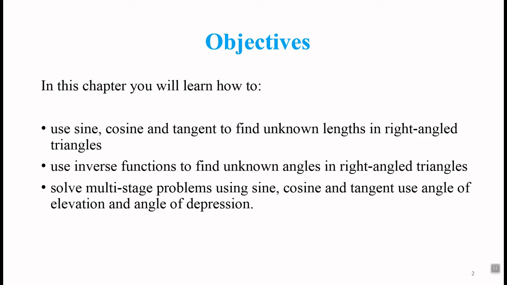Objectives. In this chapter, you will learn how to use sine, cosine and tangent to find unknown lengths in right angle triangles. Use inverse functions to find unknown angles in right angle triangles. Solve multi-stage problems using sine, cosine and tangent. Use angles of elevation and angles of depression.